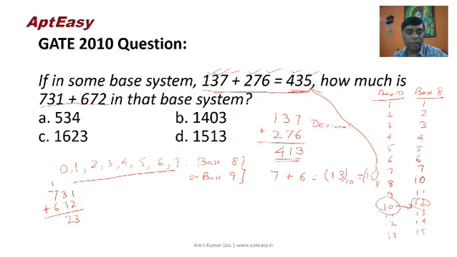Now what happens? 7 plus 6 is 13, plus 1 is 14. Now what happens if I write 14 in decimal? 14 in decimal is equal to 16 in base 8. So this becomes your 16. So option C is your answer.